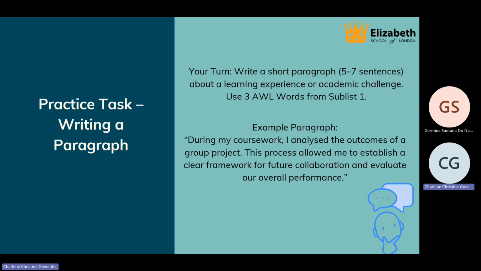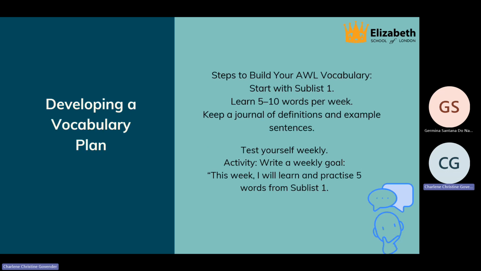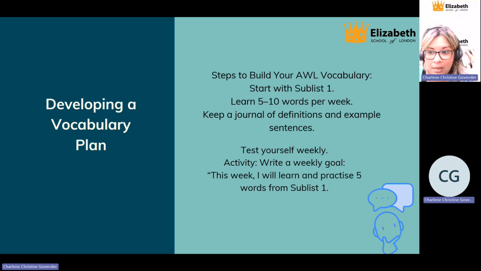Okay, so you have a look at sublist 1 and then write those sentences in your own time. And also we need to look at how we can develop a vocabulary plan. As always, I suggest starting with sublist 1, learn 5 to 10 words per week. So if 5 to 10 are too many for you, adjust that to 1 word. Keep your goals within reason, okay? Think about how you would benefit from this.